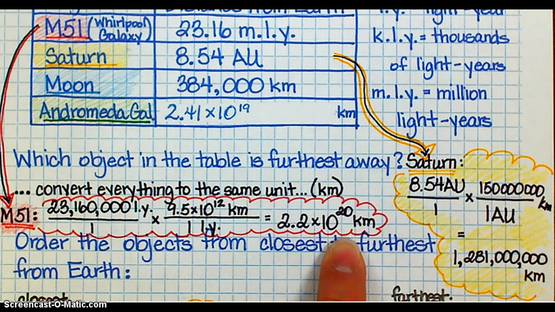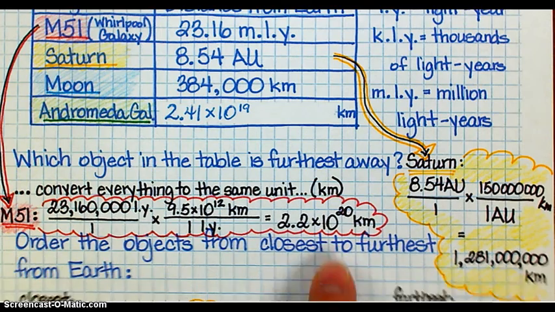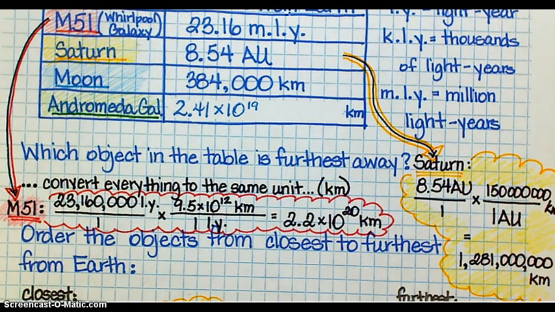It's a whole bunch of zeros, so it's just 2.2 times 10 to the 20th kilometers. Do I expect you to write down this conversion? Yes, I do, because I've done it for you. The least you could do is follow along and write it in.